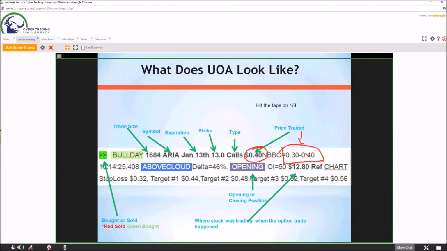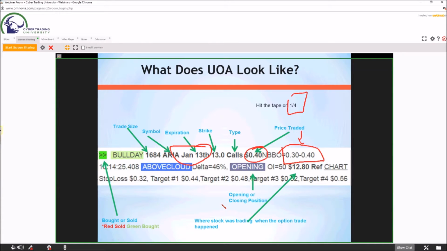The fact that they lifted the offer rather than trying to get filled mid-market also tells us that this was a pretty aggressive trade, right? They didn't want to try and get this for a discount. They wanted the position and wanted the market maker to give them all of the size now, so they just lifted the offer, right? This happened on 1/4, and the expiration of the options was Jan 13th, right?